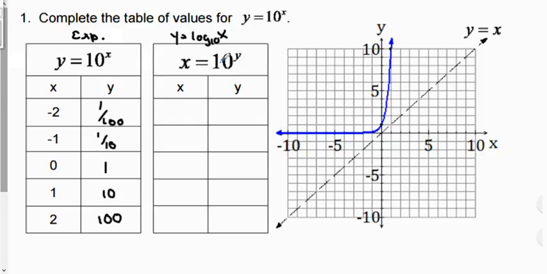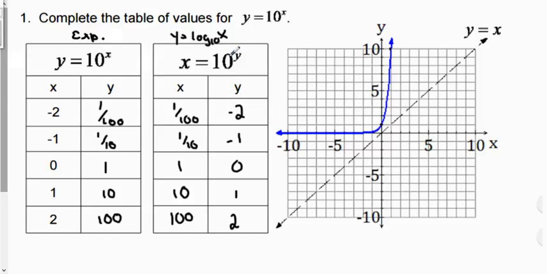For the logarithmic function, what we essentially have done here is that the x and y values, or the domain and range, have switched. So the x values now would be the y values from the exponential function. So I'm going to have a hundredth here, a tenth here, 1 here, 10 here, and 100 here. And that will correspond to the negative 2, negative 1, 0, 1, and 2 that I had for my x values in the first graph.